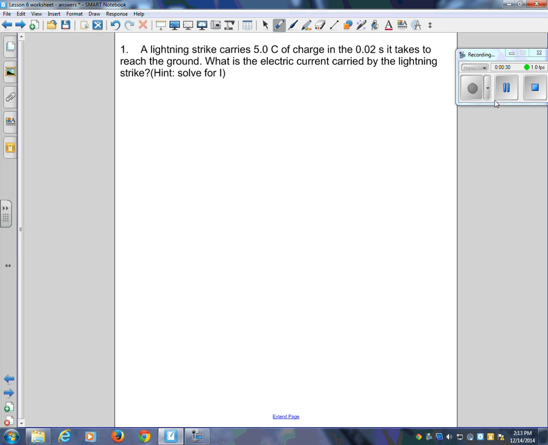So as we mentioned before, we want to write out all our different values. So we've got a lightning strike carrying 5 coulombs of charge. So that is our hint that the charge Q is equal to 5 in the 0.02 seconds. So that is our time. Time is 0.02. And we are asked to find the electric current, and that is our I. Okay, so I is question mark. We're not sure what I is.